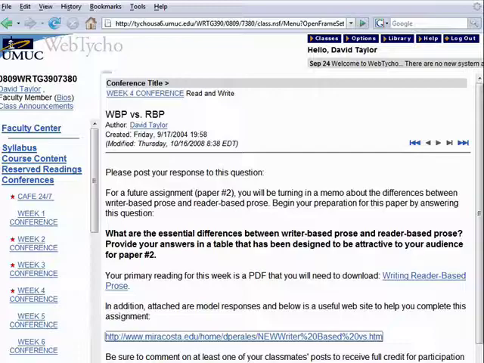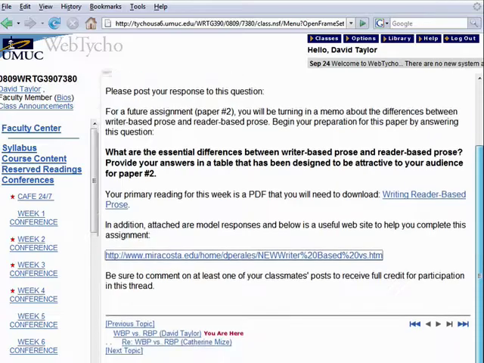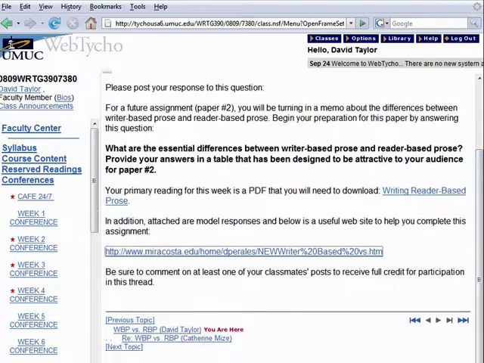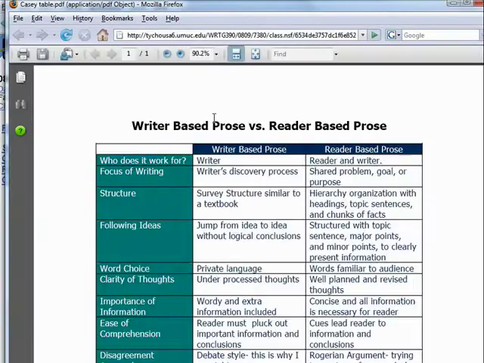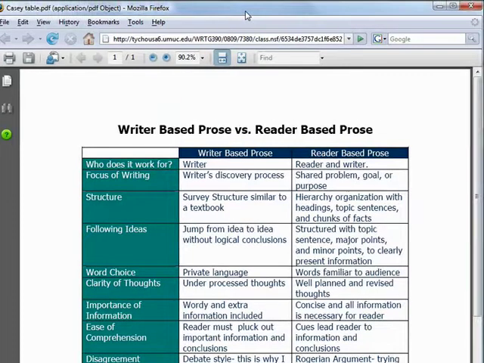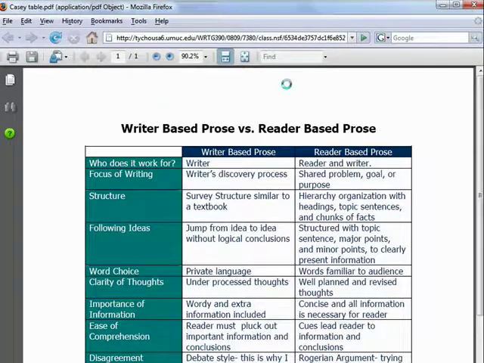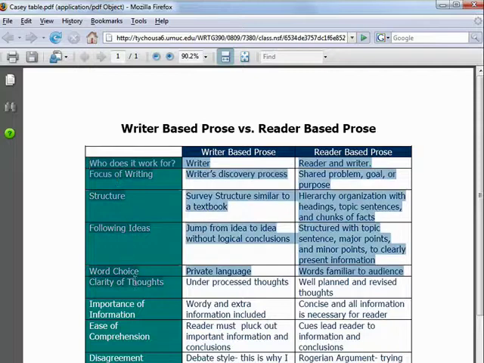Now, your assignment is simply this: to create a table delineating the differences between writer-based prose and reader-based prose, just like the one you see here. And let's take a look at this table. Notice that it uses big, bold, looks like 18-point Tahoma there. Cannot mistake that that's a title. Over here in the left, in a different color, comes the different criterion that the two forms of prose are going to be compared upon.